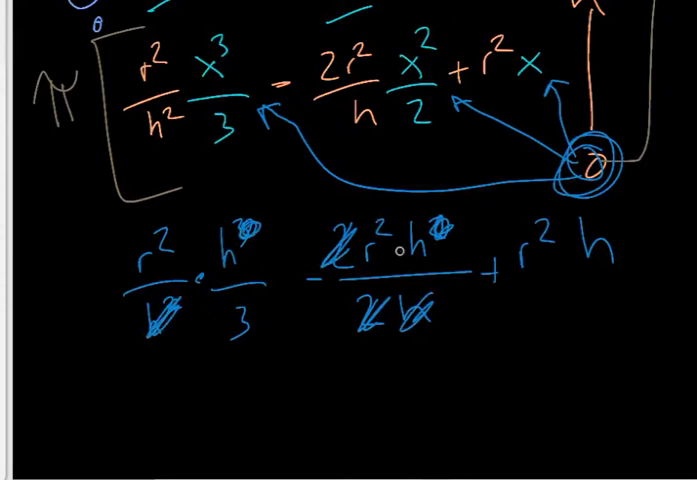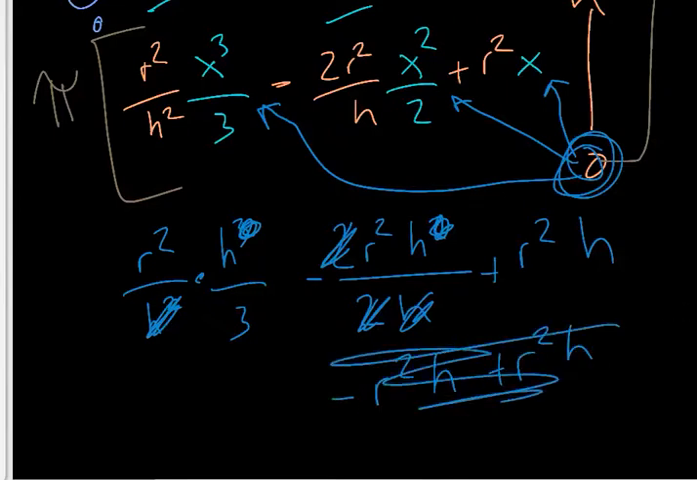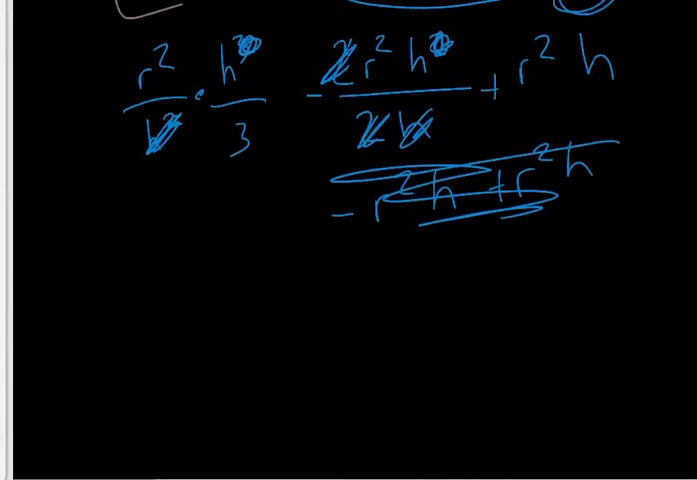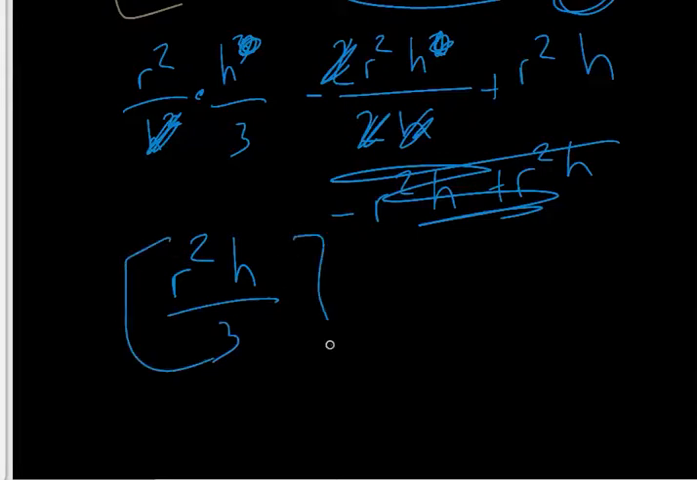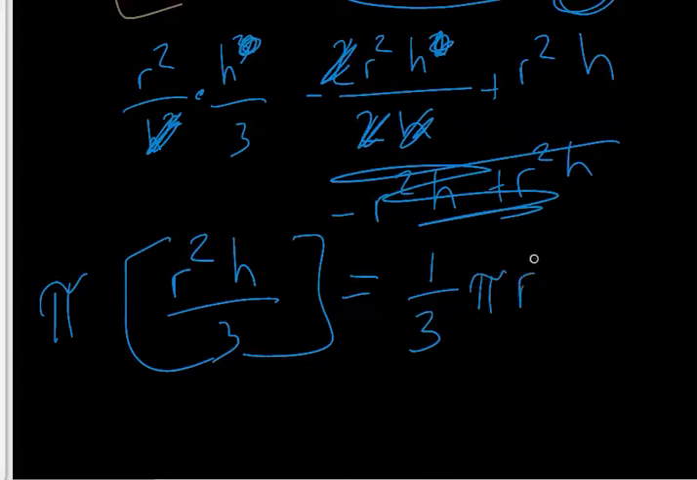This looks like negative, so this becomes negative r squared h plus r squared h. Those cancel out, and the only thing I'm left with is the r squared h over 3 times pi, which simplifies to 1/3 pi r squared h. And that's the volume of a cone.